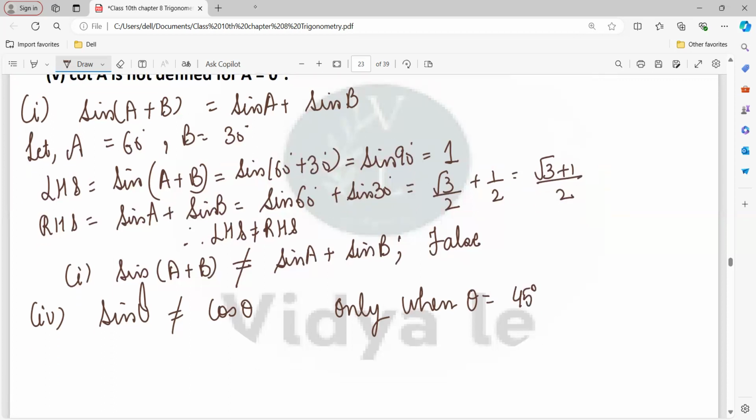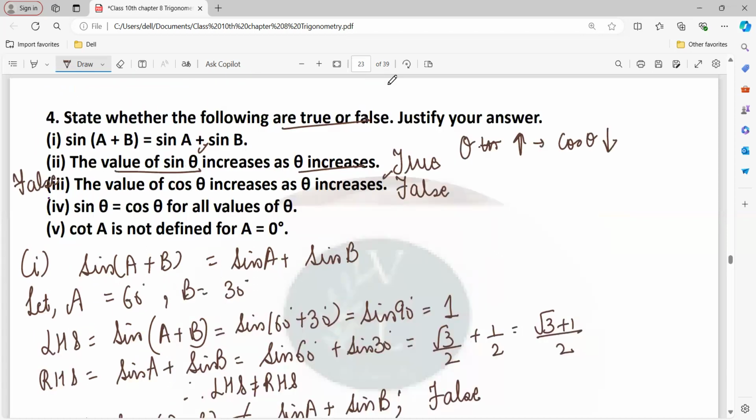If we take the other values, let's take 0, sine 0 and cos 0. Sine 0 is 0, cos 0 is 1, which is not equal, right? If we take 60 degrees, sine 60 and cos 60, not equal. We'll take 30 degrees, sine 30 and cos 30. The values are not equal. So that means the fourth option is false. It is not equal for all values of theta. It is equal only for one value, which is 45 degrees.